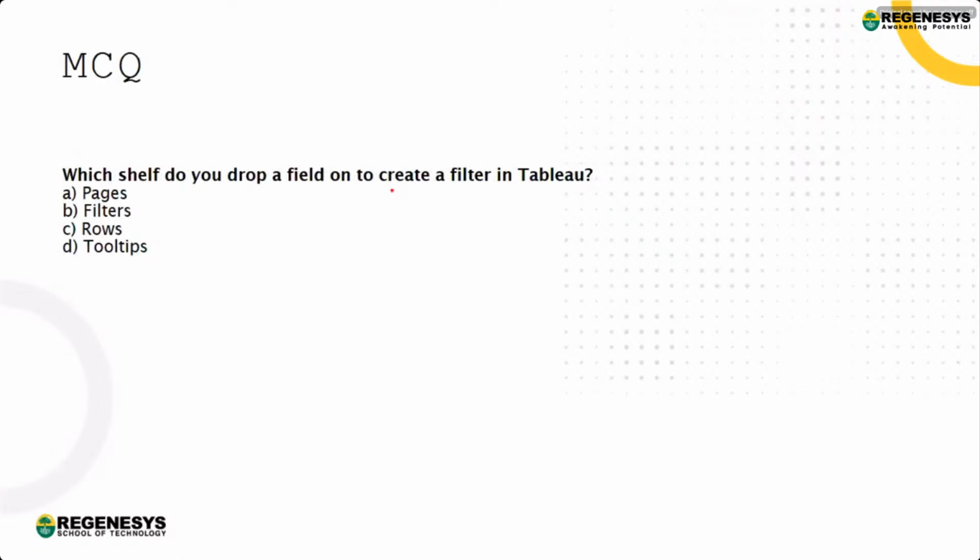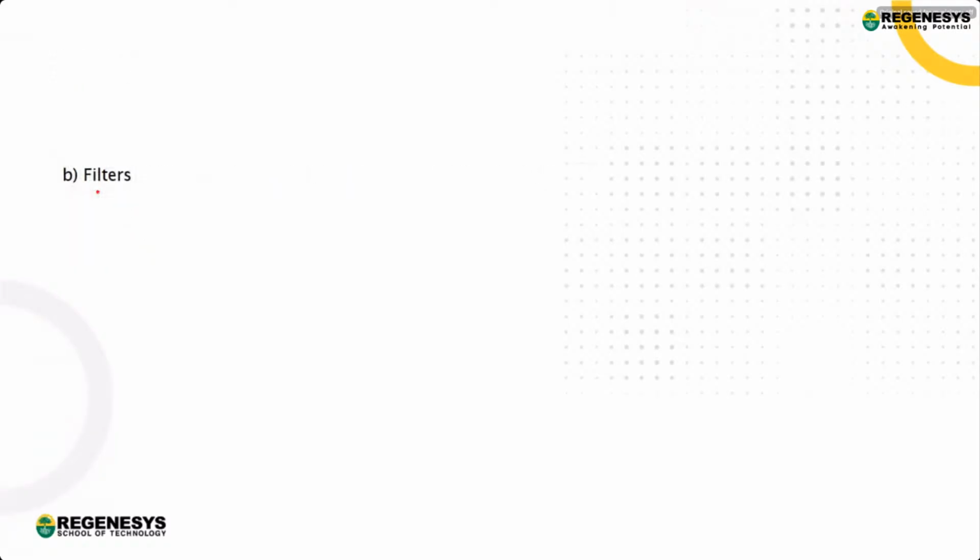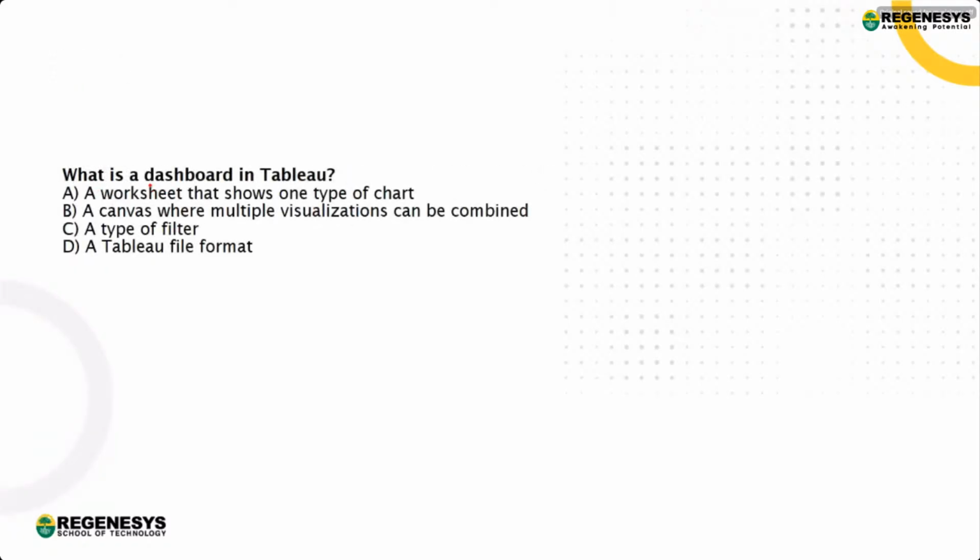Yes. Now, for creating a filter, on which shelf do we have to drop the field? Yes, of course, it's the filter shelf. Okay. And now for dashboard, what is the dashboard? Is it a worksheet? Is it a canvas? Is it a type of filter? Yes, very true. So it's B, that it is a canvas where multiple visualizations can be combined.